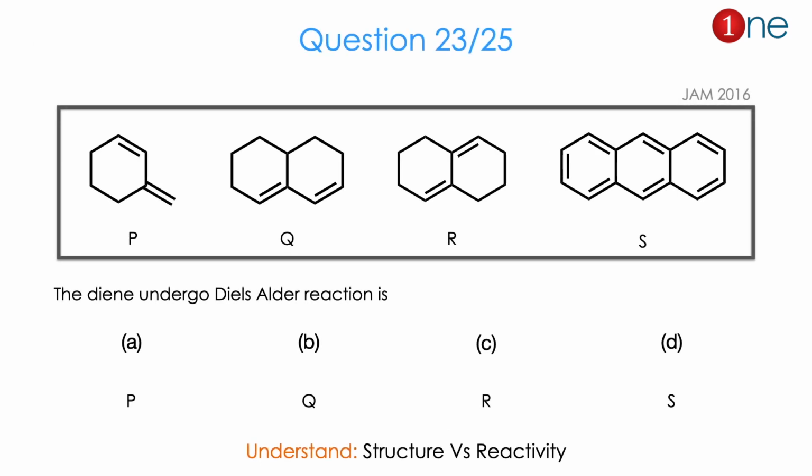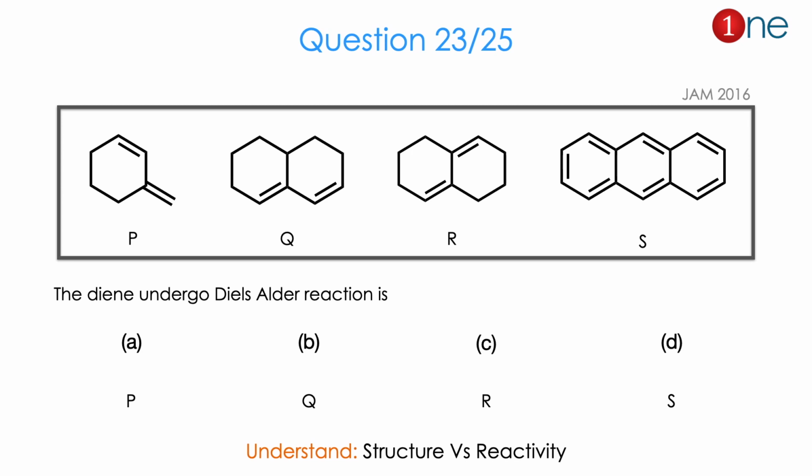Then let us look at the next question. The question is really about which compound can undergo Diels-Alder reaction. They gave 4 different dienes with an exocyclic double bond and a ring double bond, which is in the cis position in one ring, and trans position in another ring. And S is phenanthrene there. You have to find which one will undergo it.